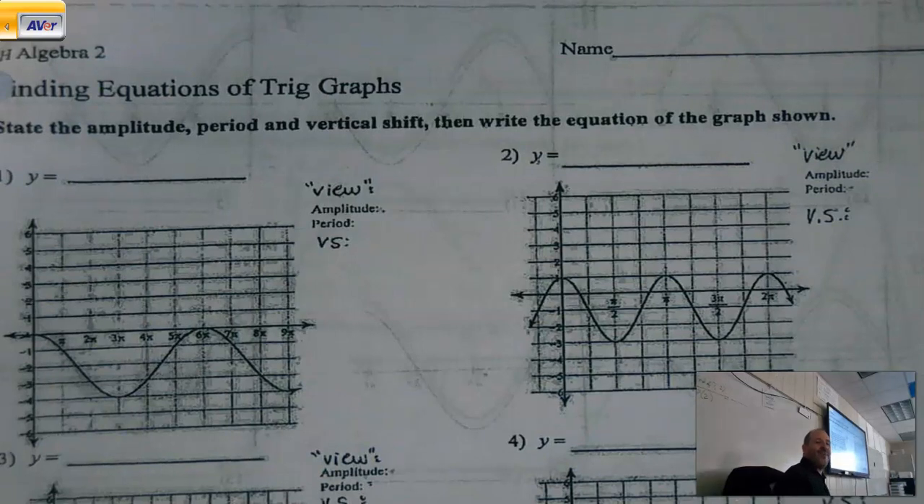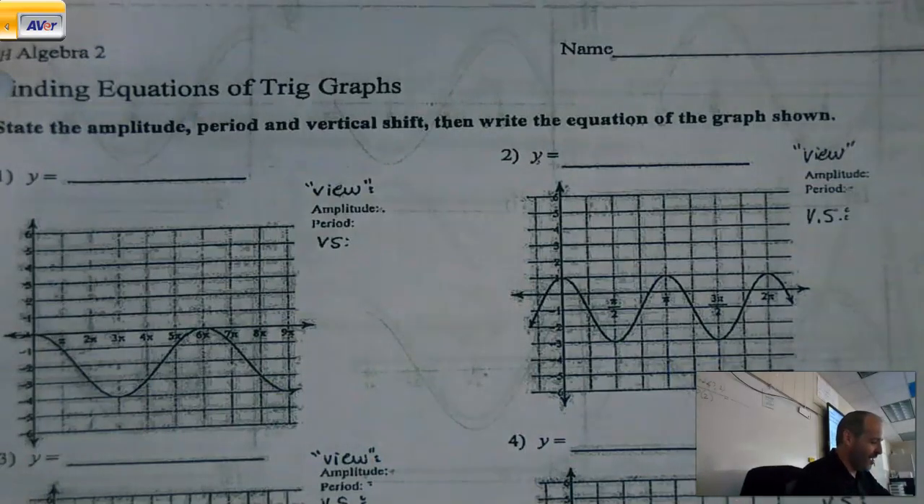All right. Finding equations of trig graphs the right way. We're going to be working with these here. So when we're trying to find trig graphs, we're going to do this in a 4-step process. Like, dang, that's a lot of steps. Yes, it is.